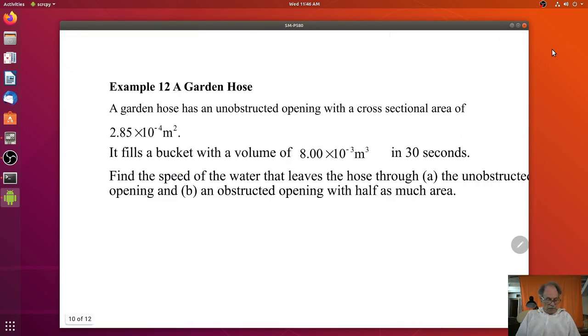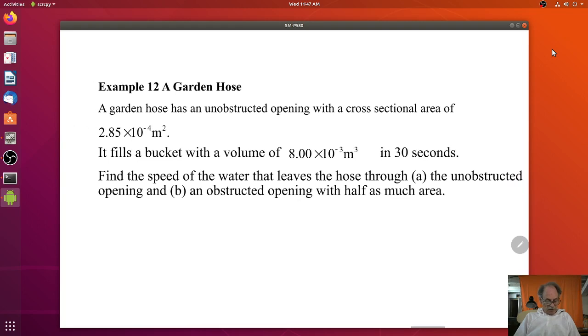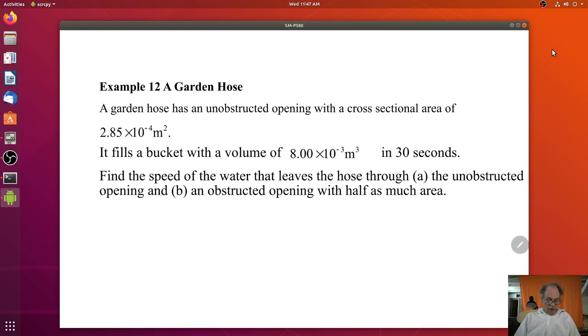Okay, well, here is a garden hose example. A garden hose has an unobstructed opening with a cross-sectional area of that. It fills a bucket with a volume of that in 30 seconds. Find the speed of the water that leaves the hose through the unobstructed opening. And an opening with half the area, find the speed. Well, I know for part B, the speed is going to be twice as much as it is in part A, so I can take care of that.